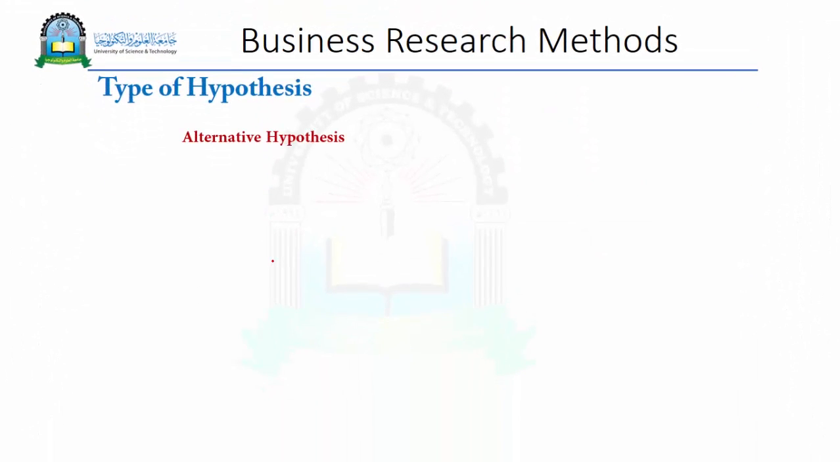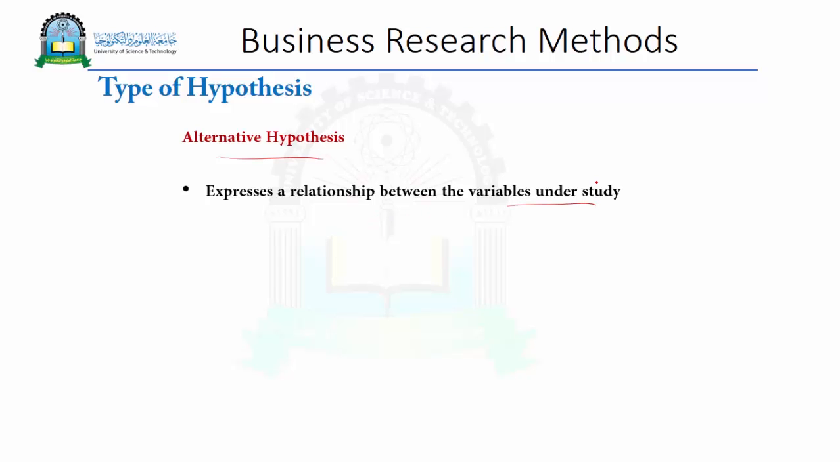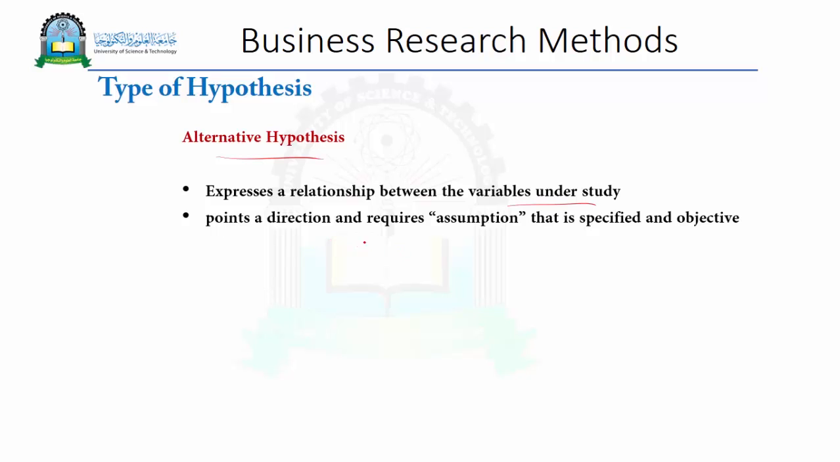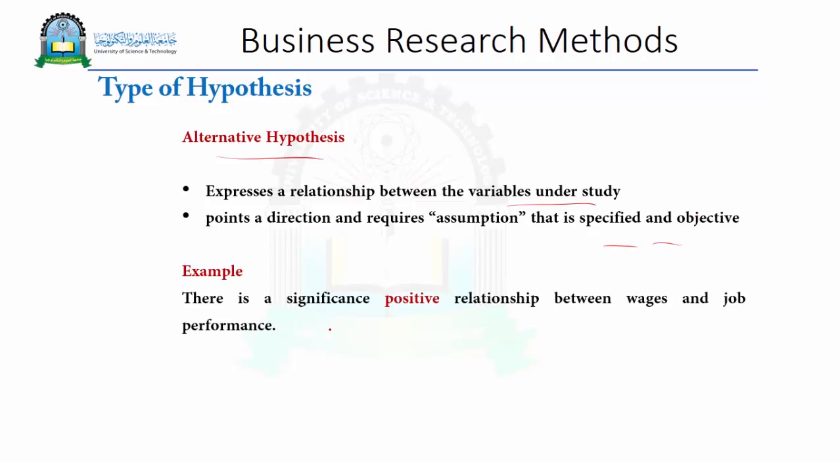The second type is what we call the alternative hypothesis. Here we develop an affirmative type of hypothesis. It expresses the relationship between variables under study positively, points a direction, and requires an assumption that is specified and objective. The example is: there is a significant positive relationship between wages and job satisfaction. And here the benefit of the hypothesis is that it can be measured quantitatively.